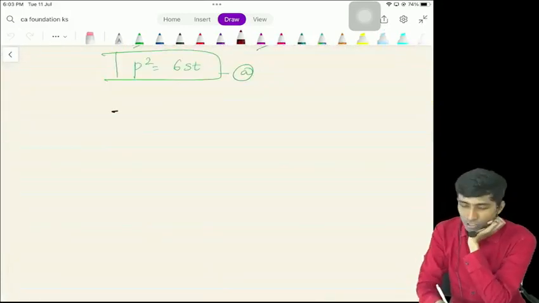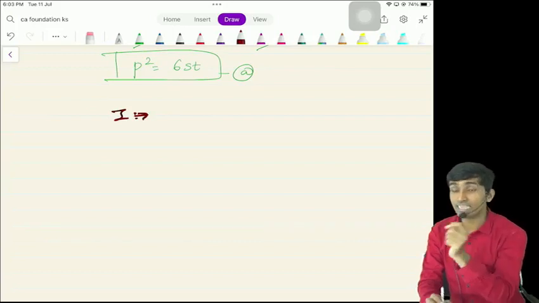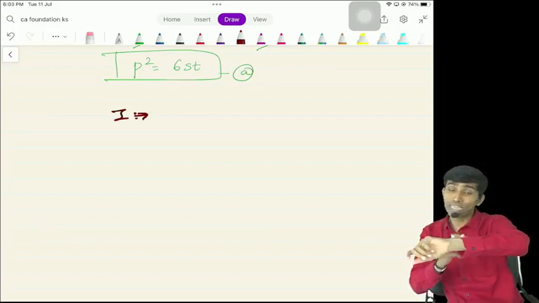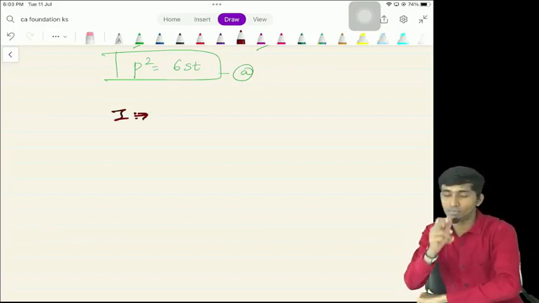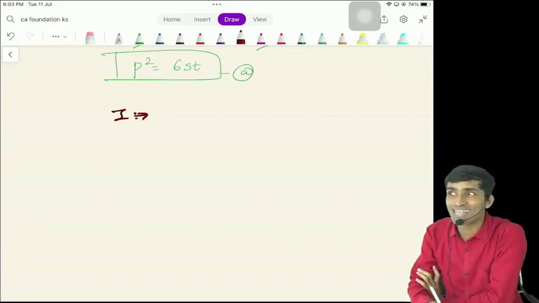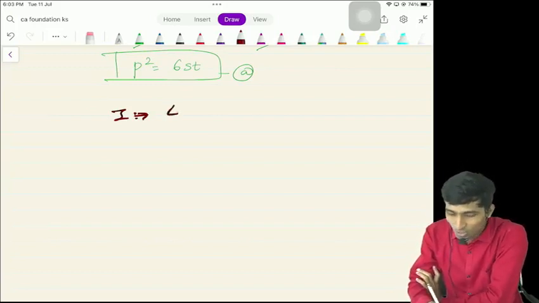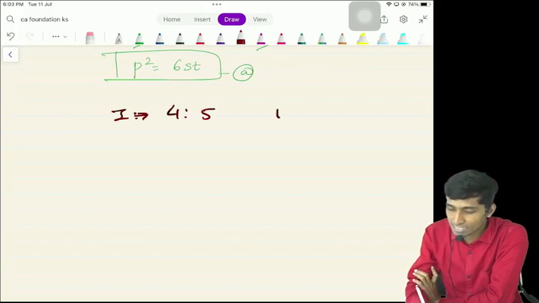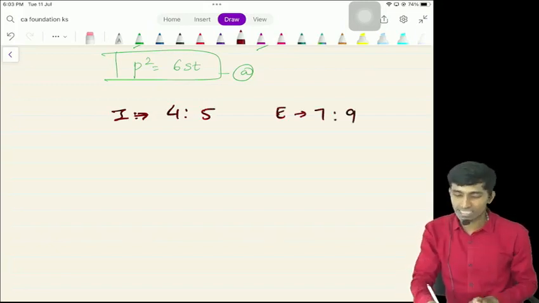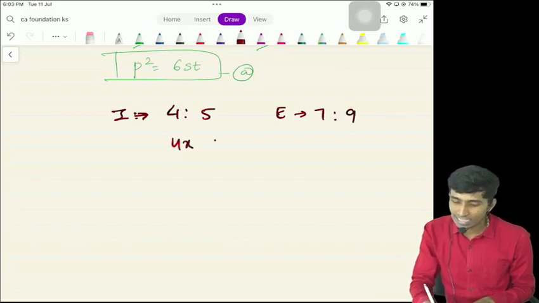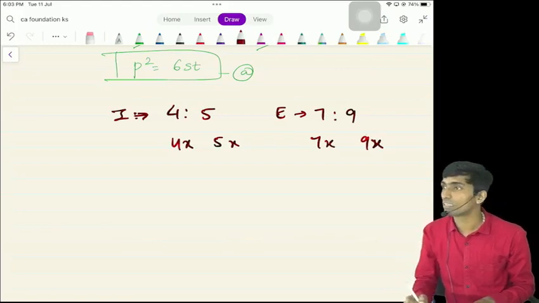What is the income ratio? They are looking at time. Those who are looking at time now, he is also looking at time.